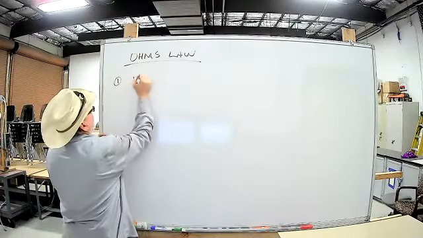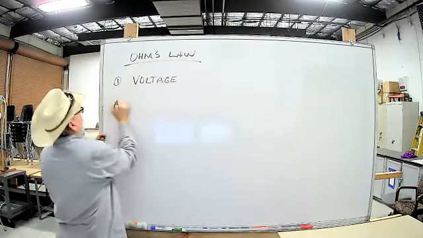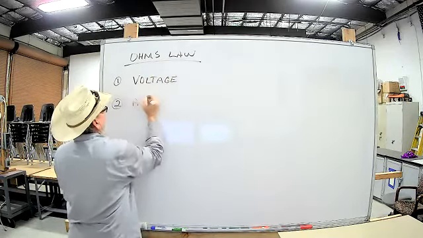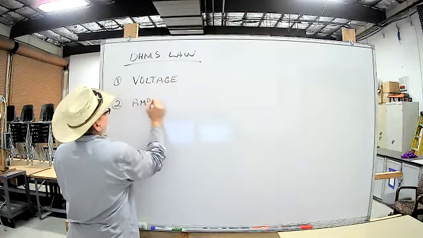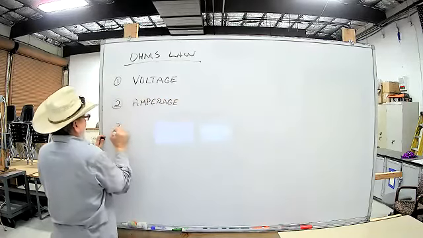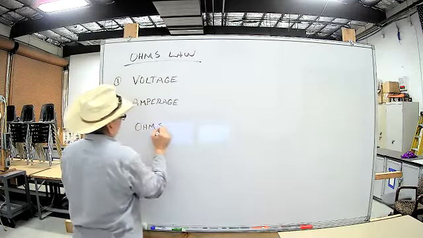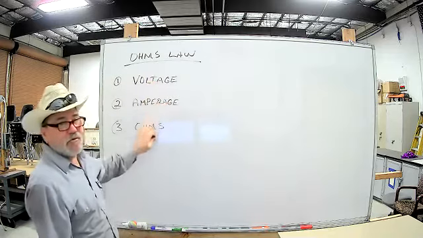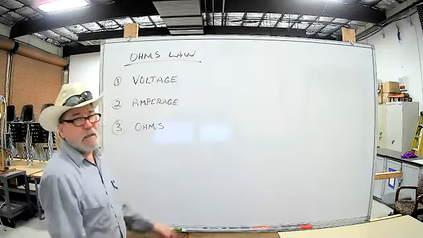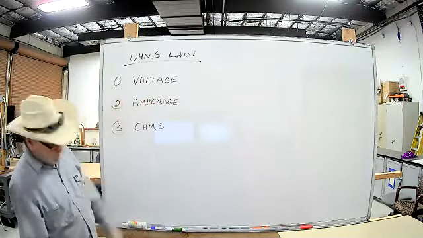One is going to be voltage. Two is going to be amperage. And number three is going to be your ohms. These things are just measurements of different parts of electricity, so to speak. Your voltage is a measurement of how much electrical pressure there is.